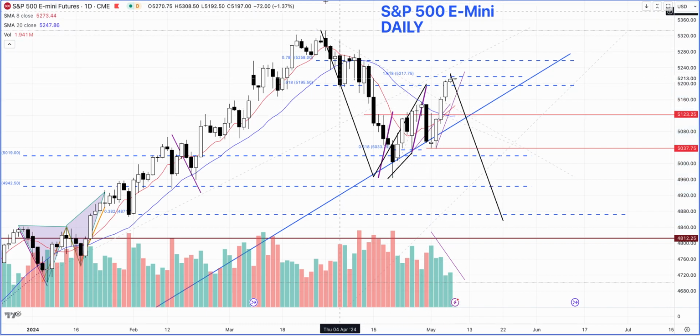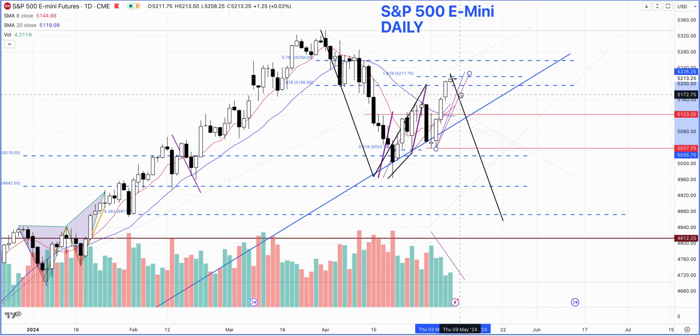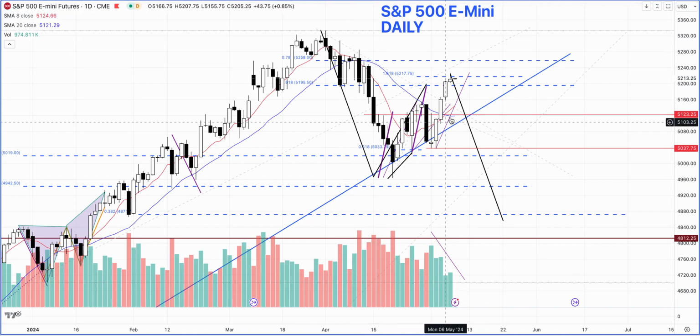So actually, let me redraw this again. Because we have more information as of Monday now, we have to redraw this ABCD. And if we redraw this one, then what we can see is it comes right where the market went today, within a few points.